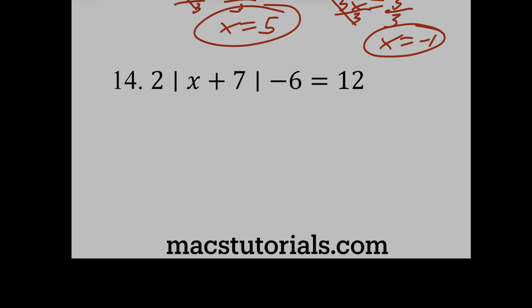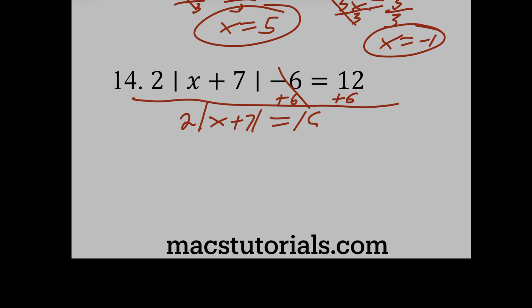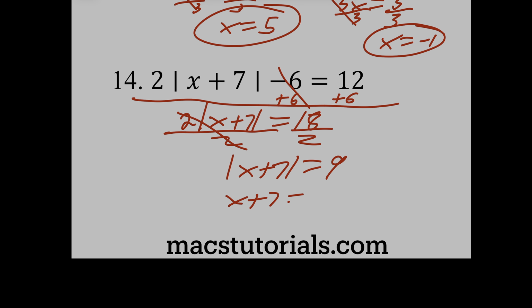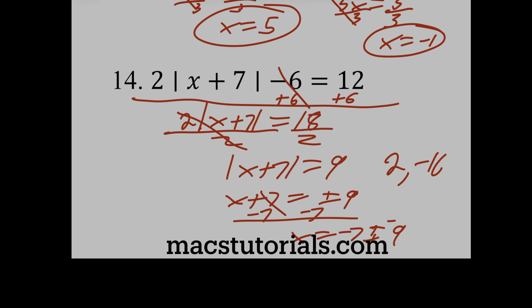This is another one. I've got to get the absolute value by itself. So my first step is going to be to add 6. Okay, and when I do that, I'm going to get 2 absolute value of x plus 7 equals 18. But that 2 is in the way. I get rid of that by dividing it, and I'm going to get absolute value of x plus 7 equals 9. And now I can go x plus 7 equals plus or minus 9. And when I subtract 7 from both sides, x equals negative 7 plus or minus 9. Well, what's negative 7 plus 9? That's just 2. And negative 7 minus 9, add a line, change the sign. That's going to be a negative 16.